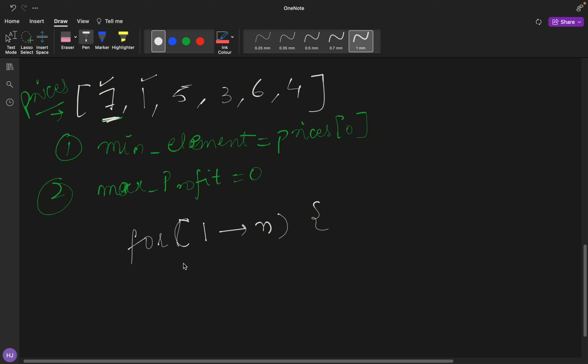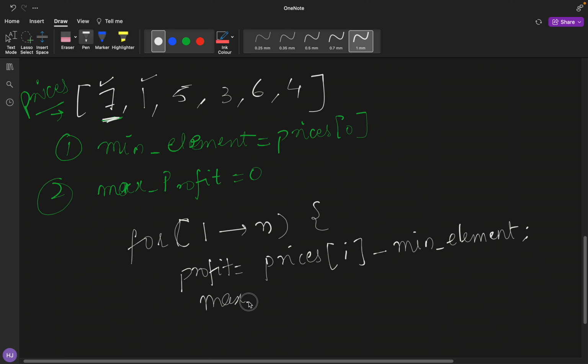So let's keep a track of my minimum. Let's keep the track of my profit first. What would be the minimum cost that we will have? So what is the profit that I will have at every point? It will be prices of i minus min element, right? And then I will check whether my profit at this point is the maximum or not.